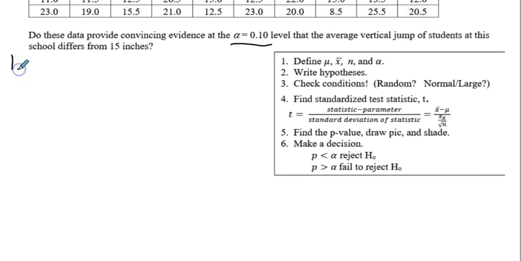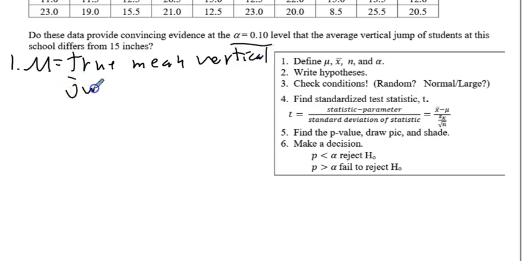So, number 1, define our mu. Mu is the true mean vertical jump. Of course, you could say true vertical jump of teenagers, whatever, but that's enough. True mean vertical jump. Right?